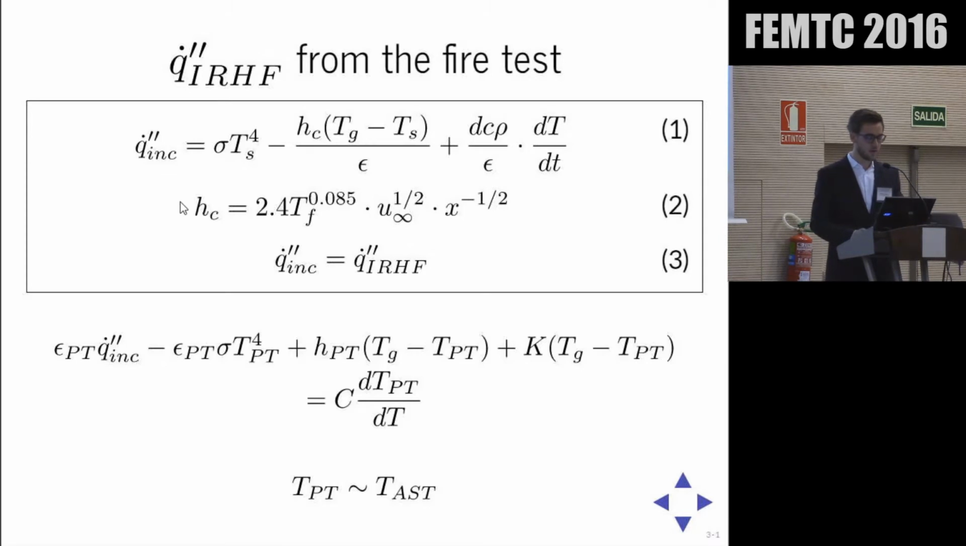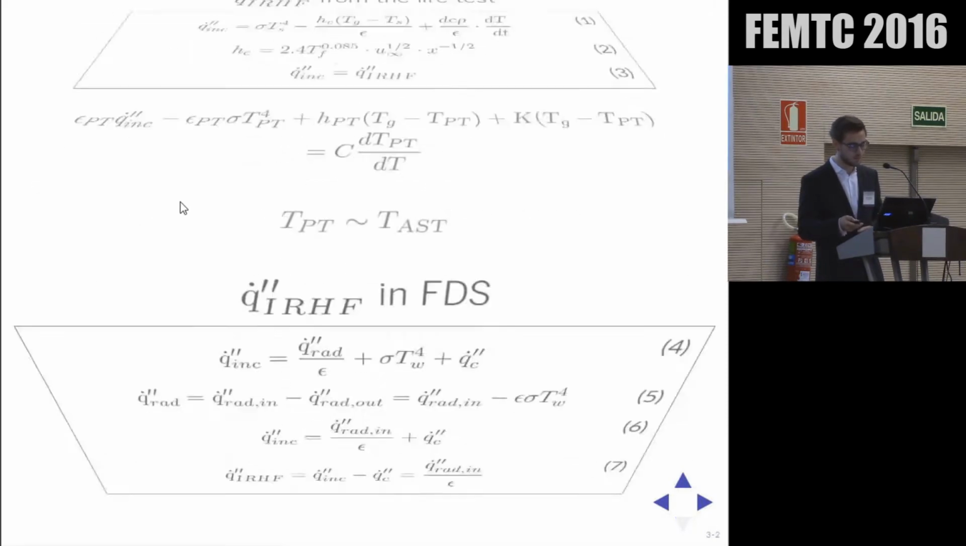And I guess you're wondering about equation 3 here. There it is. That was just a way for me to say that because this is the incident radiation, not taking into account the convective heat flux, I call it the incident radiative heat flux, to follow the same heat flux terminology as used in FDS. This was needed to be able to compare the heat fluxes in FDS. And this is how I'm going to show you how I did that now.